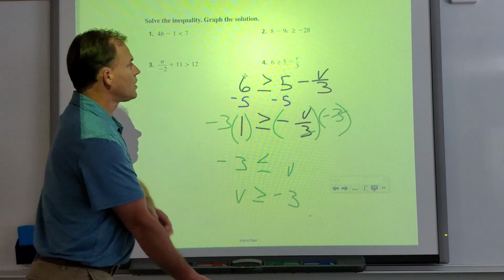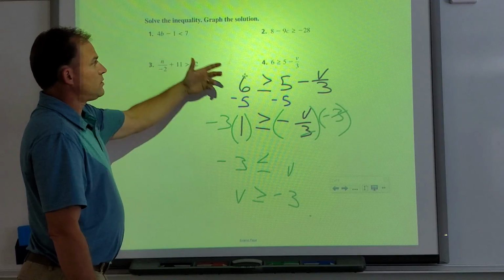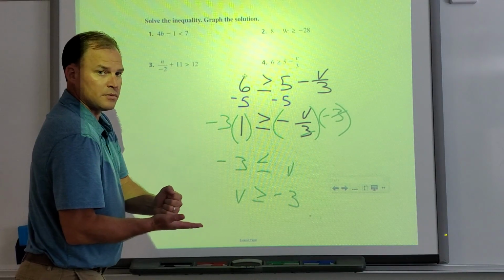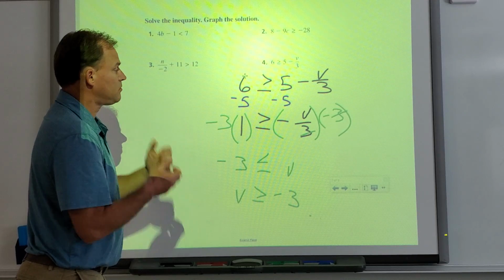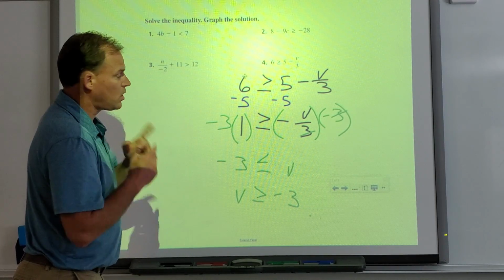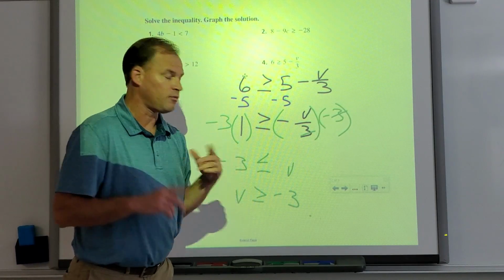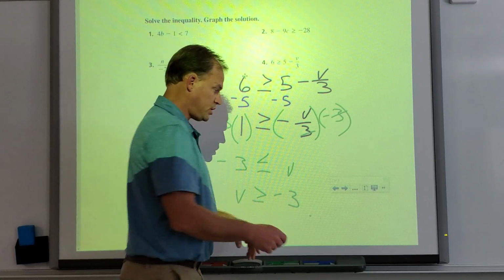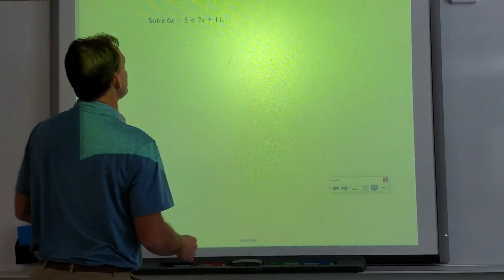So, again, remember your steps to solving equations, multiple steps, and what you're supposed to do with that one twist. If you multiply or divide by a negative, change the inequality around.